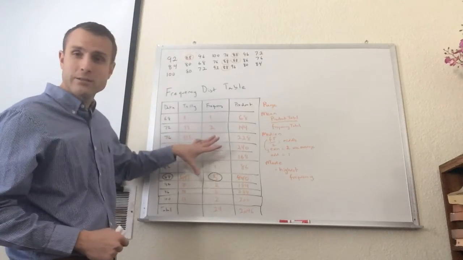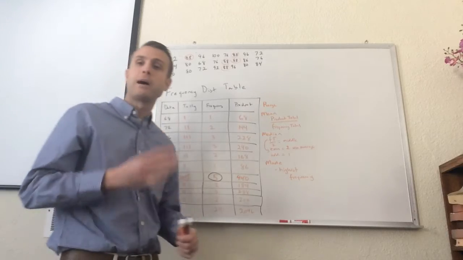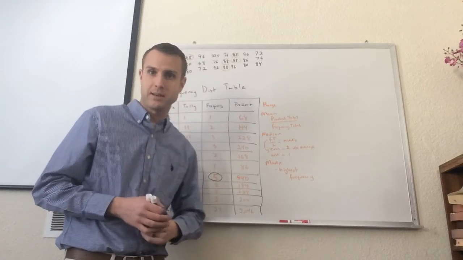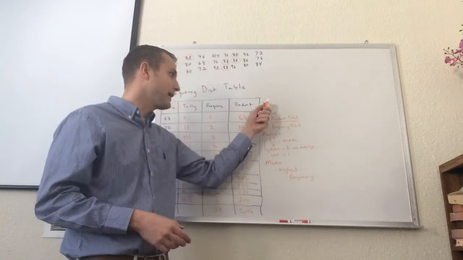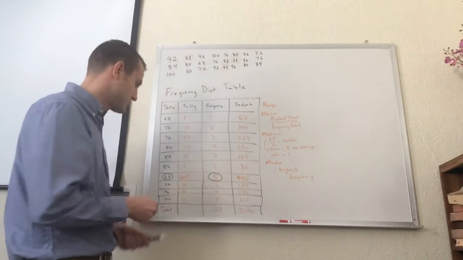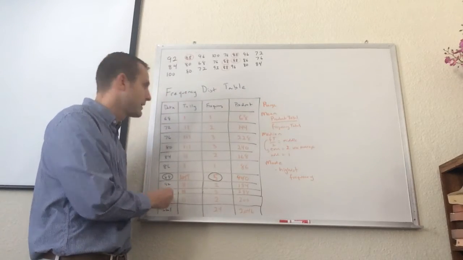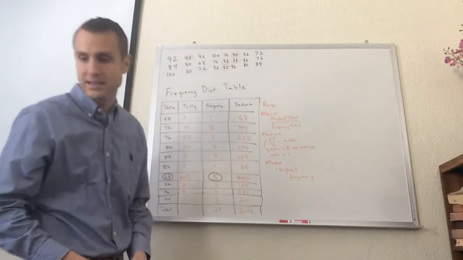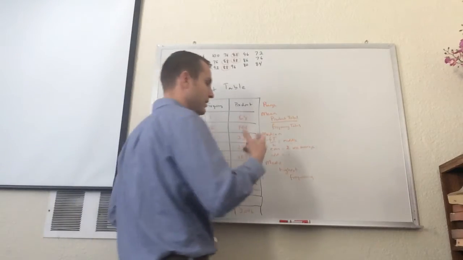Now, I can use this frequency distribution table to find my 4 measures of central tendency. So my first one is my range. So remember, the range is very simple. I'm just going to take my biggest number, 100, and subtract my smallest number, 68, and I get a range of 32.